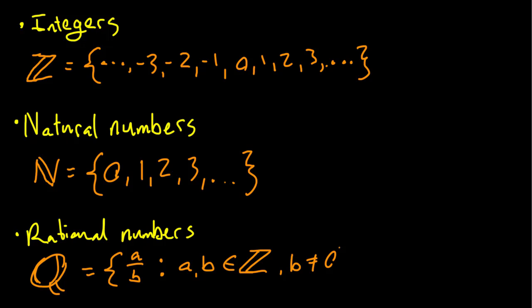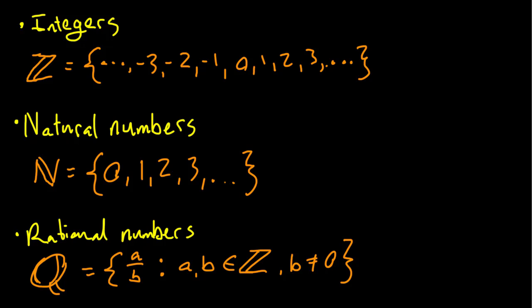Now let's think about this one for a little bit. This one isn't as clear as the past two we just did. So we're saying Q is the set of all A over B. A and B are in the set of integers, so that means that A and B are integers. And B cannot equal 0 because we don't want to divide by 0. So let's think about this. What are some examples of rational numbers? Now we could say 1/3.